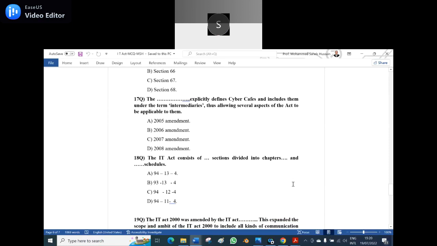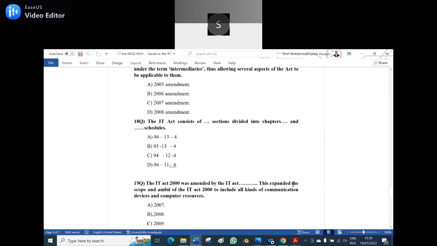18th question. The IT Act consists of dash sections divided into dash chapters and schedules. A, 94, 13, 4. B, 93, 13, 4. C, 94, 12, 4. D, 94, 11, 4. 93, 13, 4, sir, option B. 94, 11, 4 is option D, the right answer.